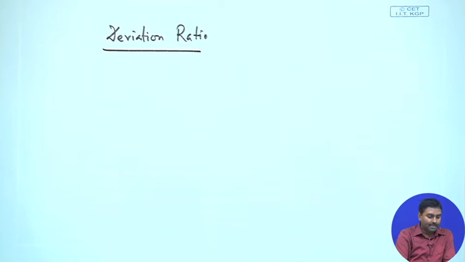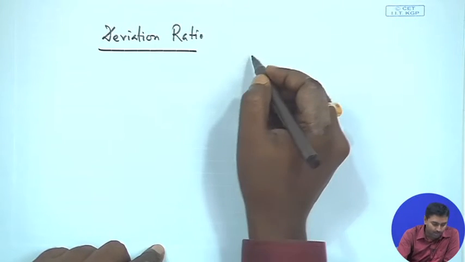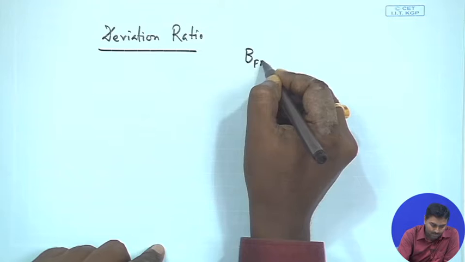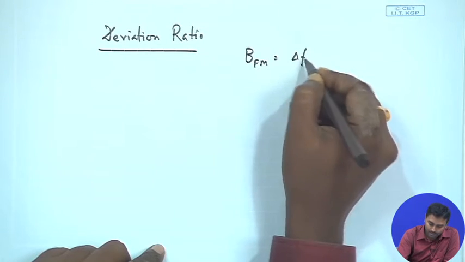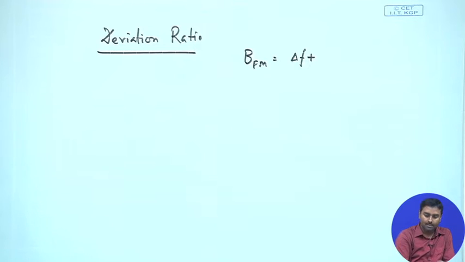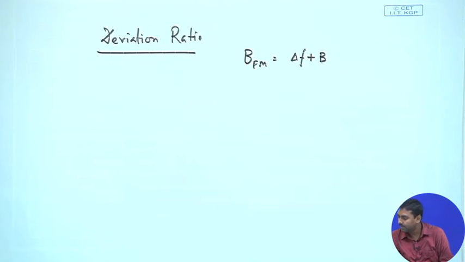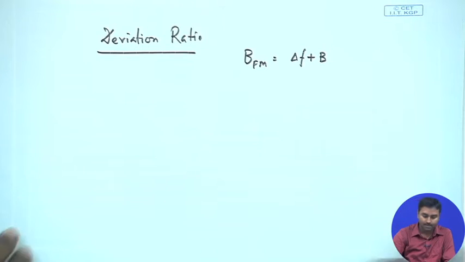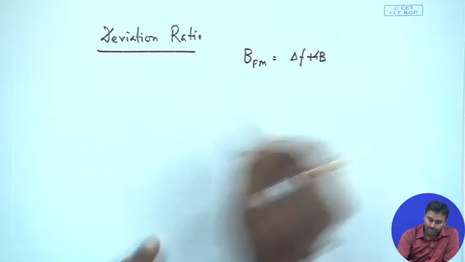It directly comes from that particular formula where we are saying that probably this FM bandwidth should be del f plus b. Wait a second, was my derivation correct? Del f plus 4b, yes. So, we are saying del f plus 4b, right.